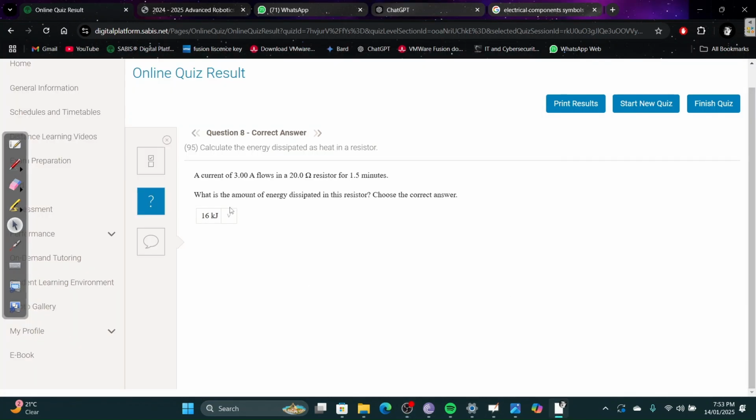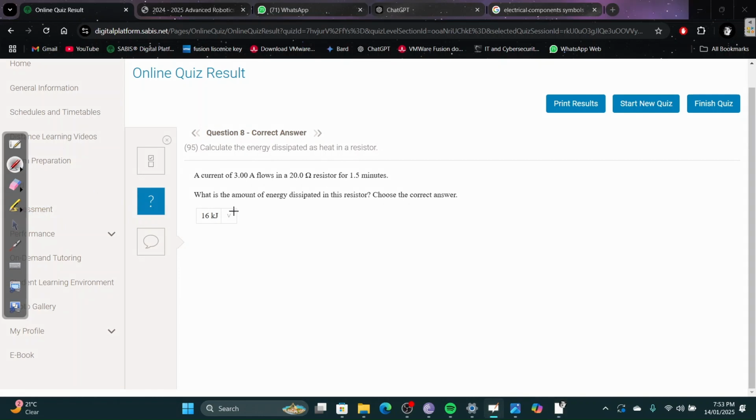Okay, what to do for this question? You're going to need to remember two formulas: E equals QV and Q equals IT. First you start with Q, since you don't have Q. Q is the charge, E is the energy, V is the voltage. Q is equal to IT. We have the T and we have the I. 3 times 1.5, changed from minutes to seconds, is 90. So 3 times 90 is 270.